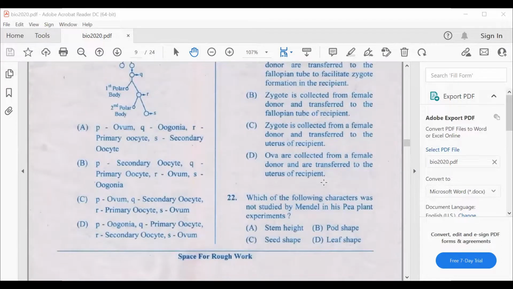22nd question. Which of the following characters was not studied by Mendel in his pea plant experiment? Option A, stem height. Option B, pod shape. Option C, seed shape. Option D, leaf shape. Very easy question. Option D answered by Tasmiya. Vanikesh voted D. Kirtana voted D. Janvi voted D. Sindhu voted D. So the right answer is option D, leaf shape.